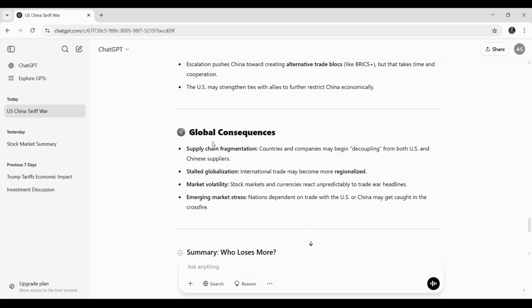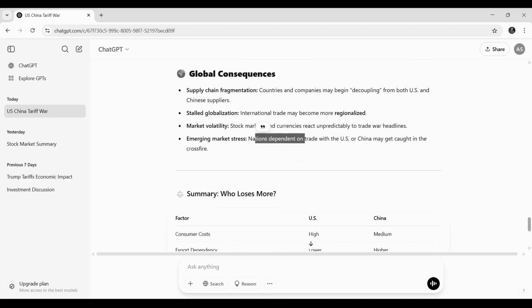Now, what are the global consequences? Supply chain fragmentation: countries and companies may begin decoupling from both US and Chinese suppliers. That will happen. Stalled globalization: international trade may become more regionalized. And market volatility: stock markets and currencies react unpredictably to trade war headlines. Emerging market stress: nations dependent on trade with the US or China may get caught in the crossfire. So that is what can happen as well.